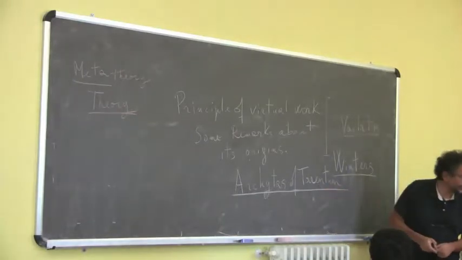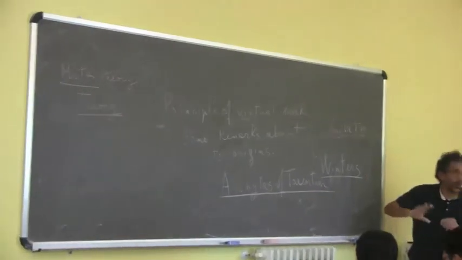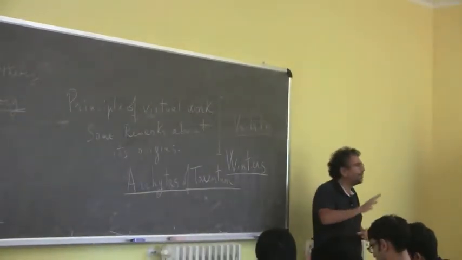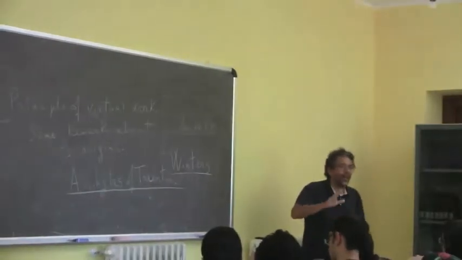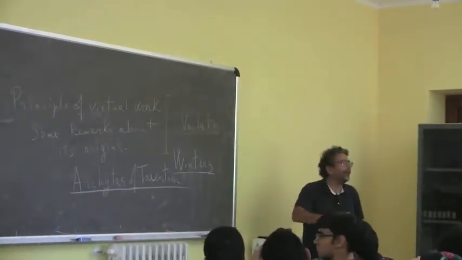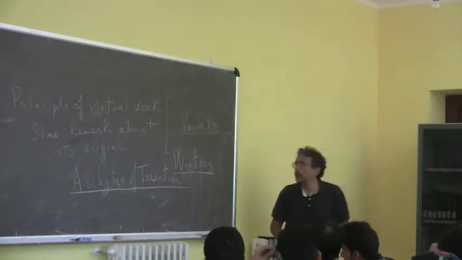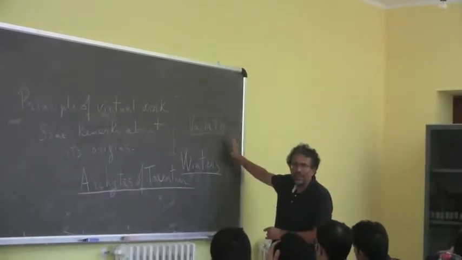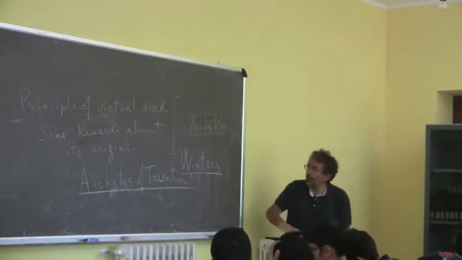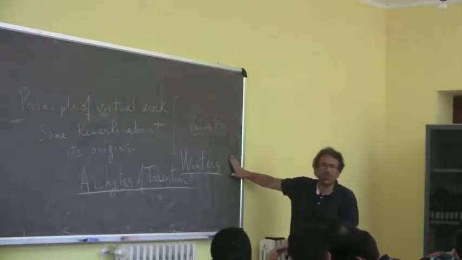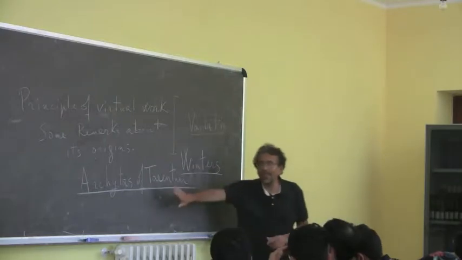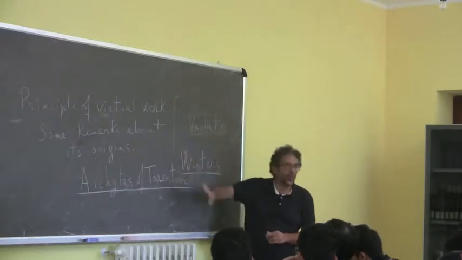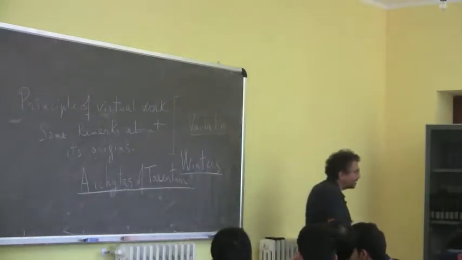Archytas of Tarentum invented, probably, the principle of virtual work, and he applied it to find the equilibrium of a lever. Unfortunately, Vailati's paper is written in Italian and has not been translated yet. But if you search the web for Winters and Archytas of Tarentum, you find the paper he wrote about this subject.